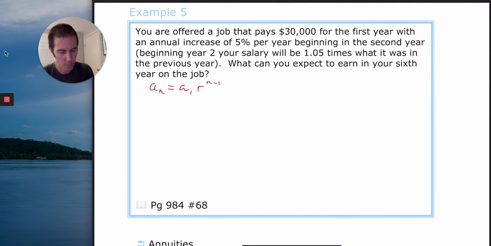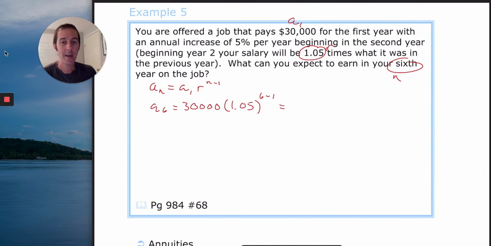For those of you with the printable notes, we could call this a sub 1. You could get an r in there somehow. And 6th year on the job, this is going to be our n value is a 6. Okay, so a sub 6 equals a sub 1, that's 30,000. Our common ratio, 1.05 to the power of 6 minus 1. The only thing I can do in my head is the 6 minus 1.